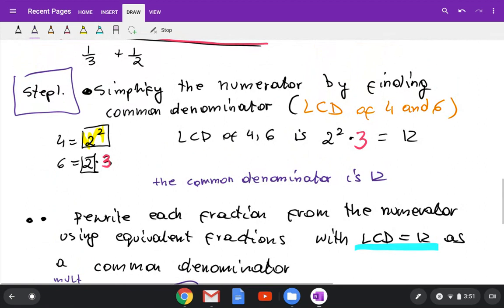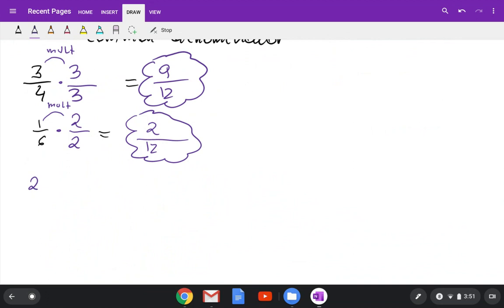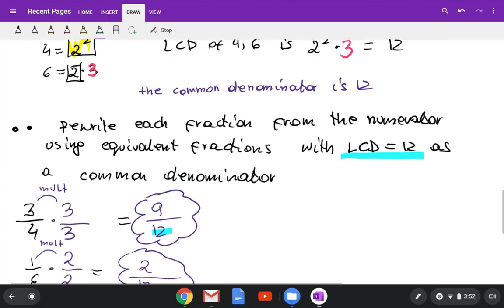And I'm building equivalent fraction, then you have plus 2. So 2, it's the whole number. You can always rewrite as 2 over 1. So we're building equivalent fraction, which needs 12 as a new denominator. So 1 will have to be multiplied by 12, and 2 will have to be multiplied by 12. Okay, so 2 times 12 will give us 24. So 24 over 12 is the same as 2.